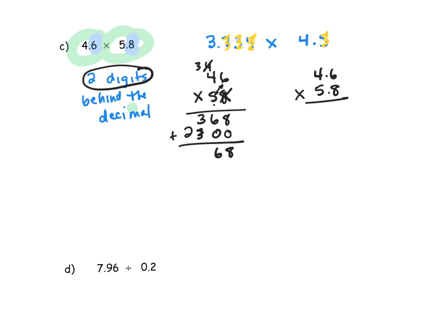8, 6, 6, and 2. Now, this is when this rule comes into play. I need 2 digits behind the decimal point. So right now the decimal is here normally. If I don't see it, it's behind the number, and I need to have 2 numbers behind the decimal. So the answer, known as a product when we multiply, is 26 and 68/100.